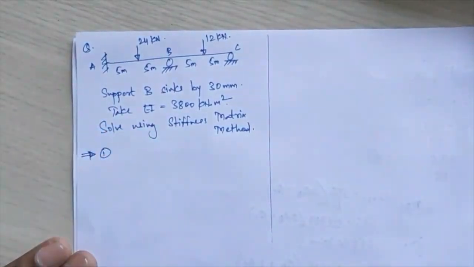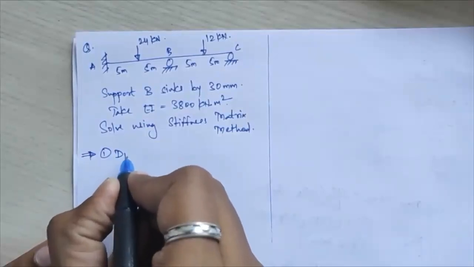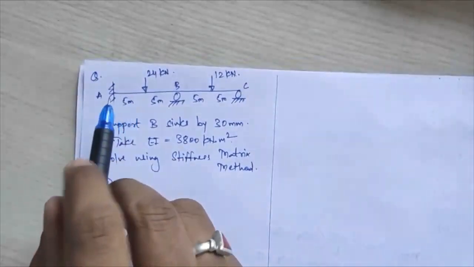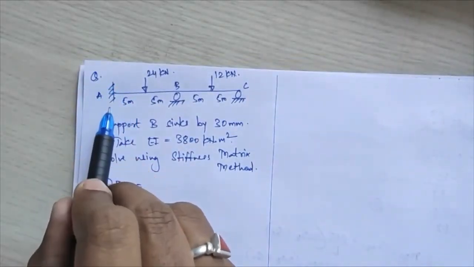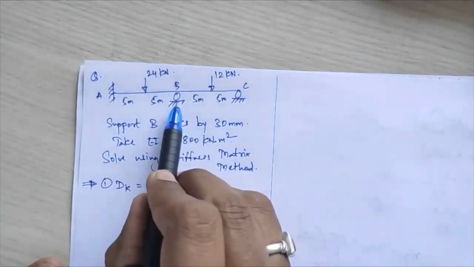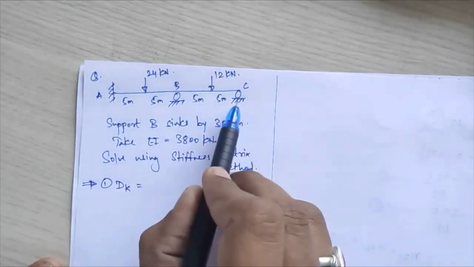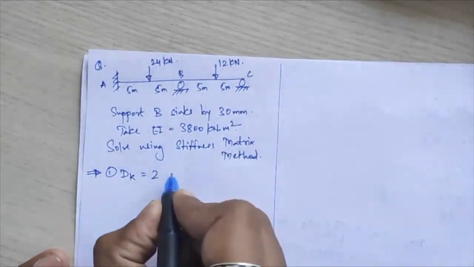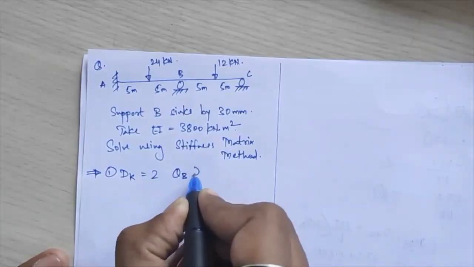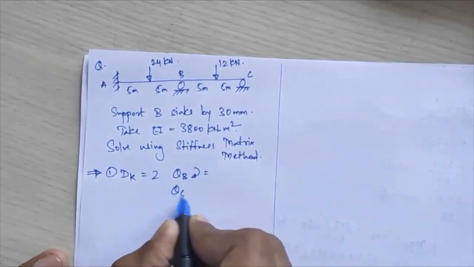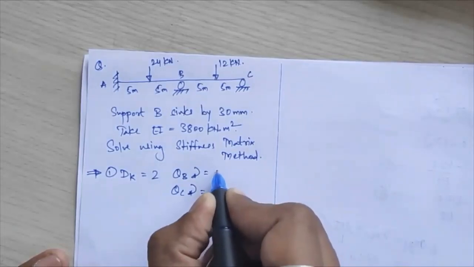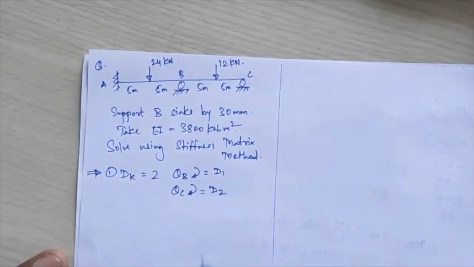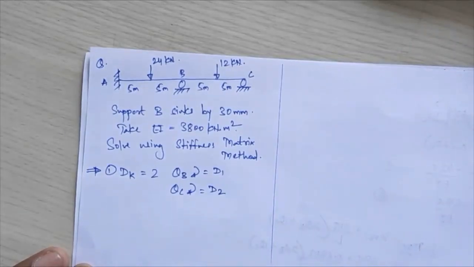The first step is to calculate the degree of kinematic indeterminacy, Dk. So kinematic indeterminacy for joint A, that is fixed, so it will be 0. Next, for B simple support, it will be 1, and for C it will again be 1. So total Dk you will get equal to 3. Those are theta B, which I assume in clockwise direction, and theta C. So I'll assume theta B as your first redundant and theta C as your second redundant.